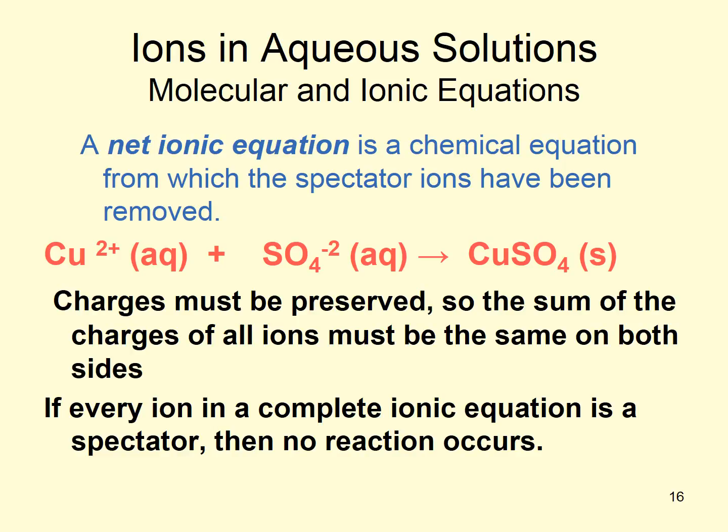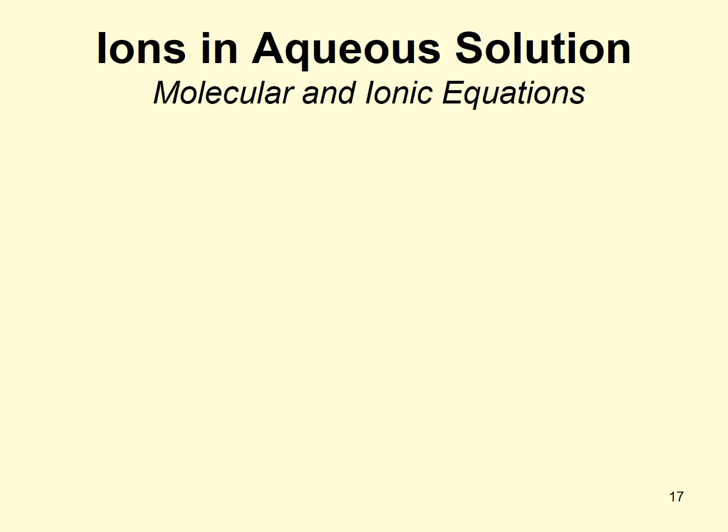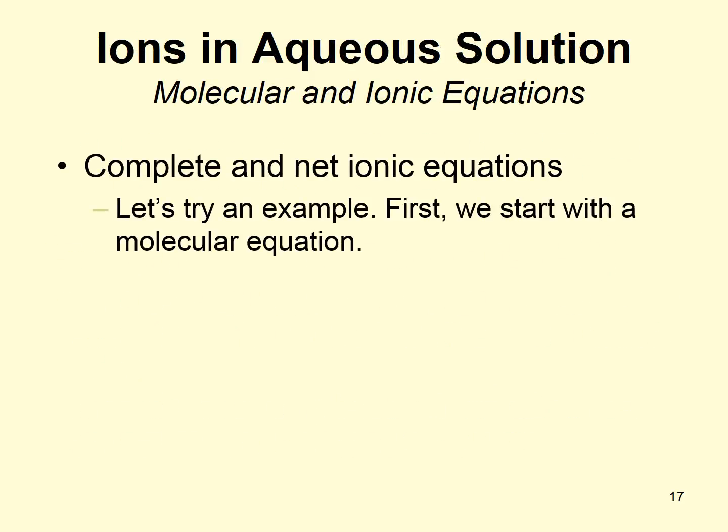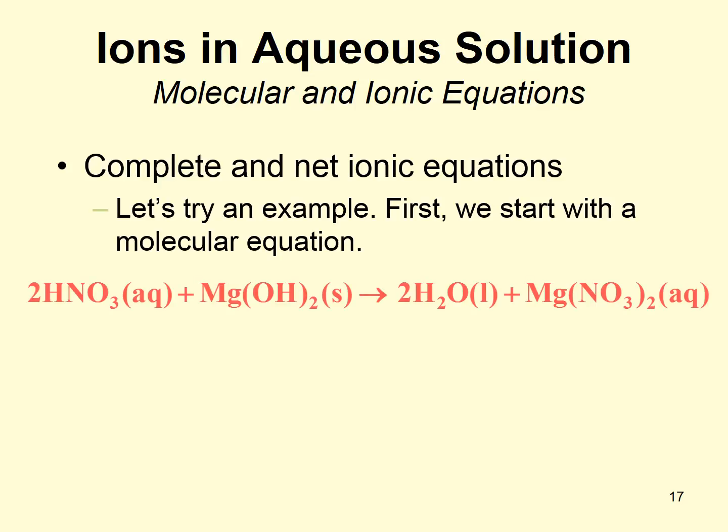Now, if it turns out that every ion in a complete ionic equation is a spectator, then that means there's really no reaction that has occurred. All right, so let's try another example. We start with a molecular equation that is given to us. If we look at that, 2HNO3 aqueous plus Mg(OH)2 solid gives us 2H2O liquid plus Mg(NO3)2 aqueous.